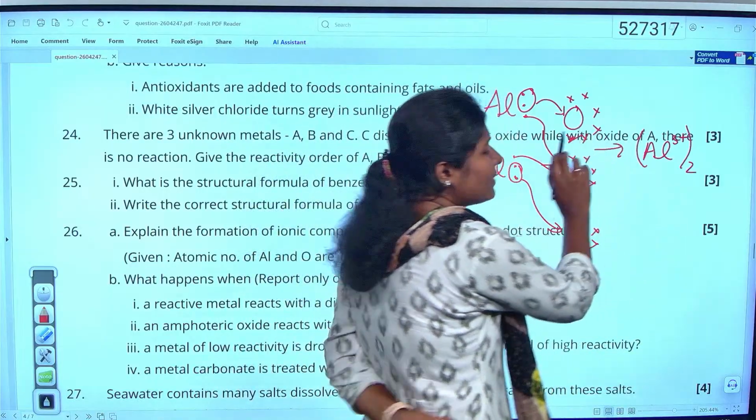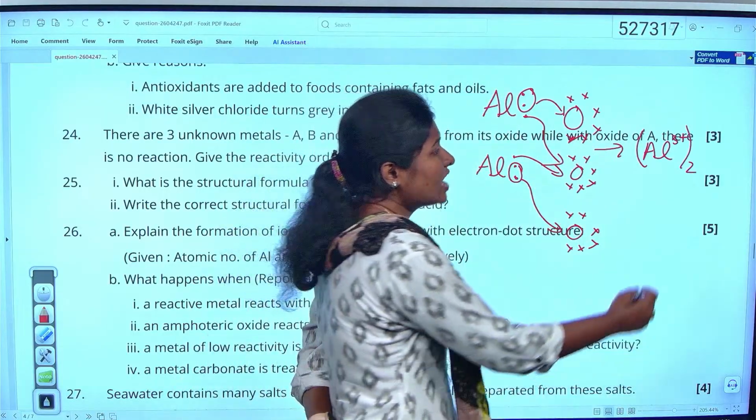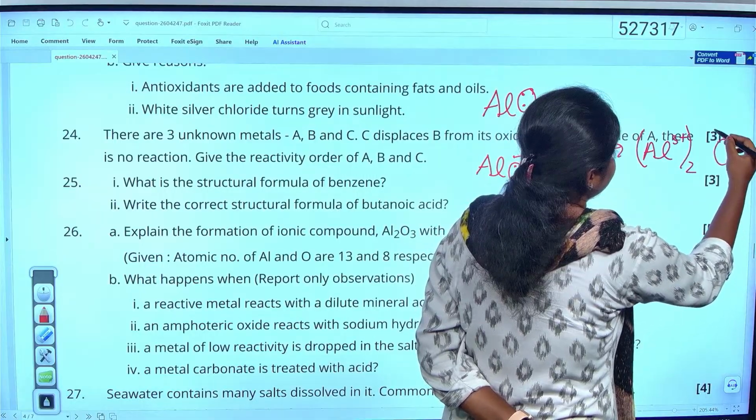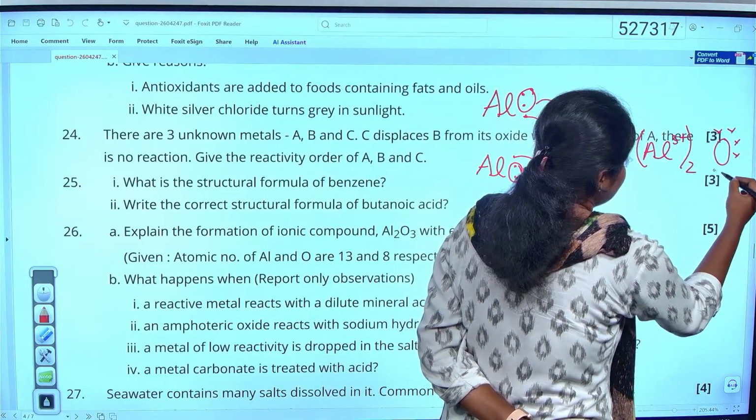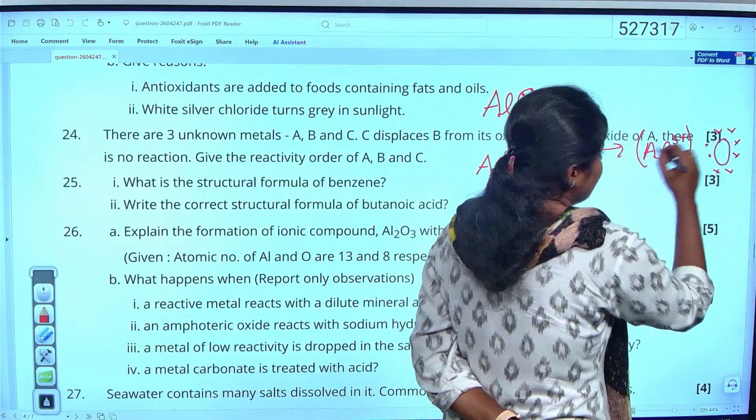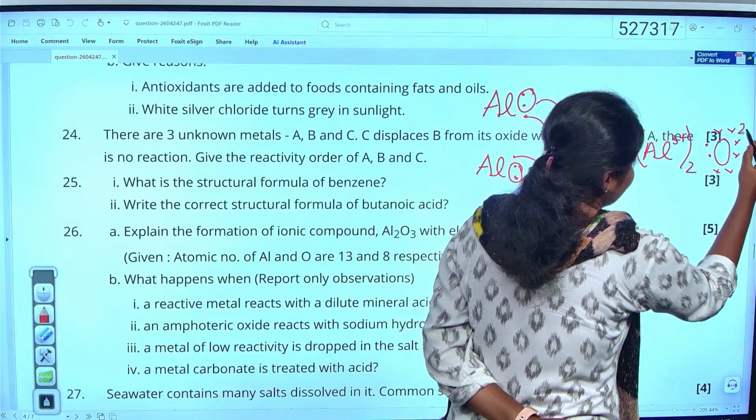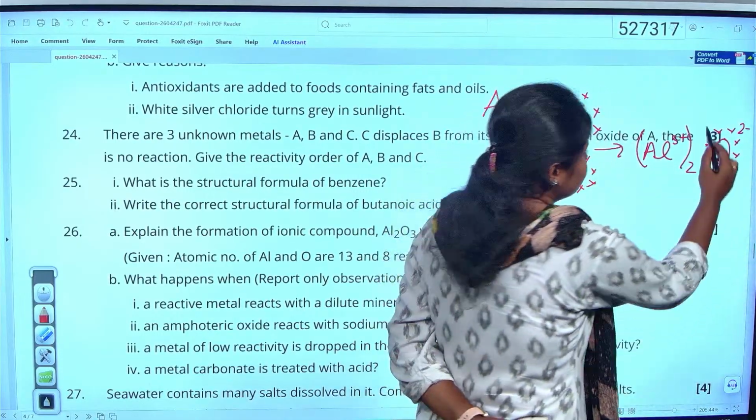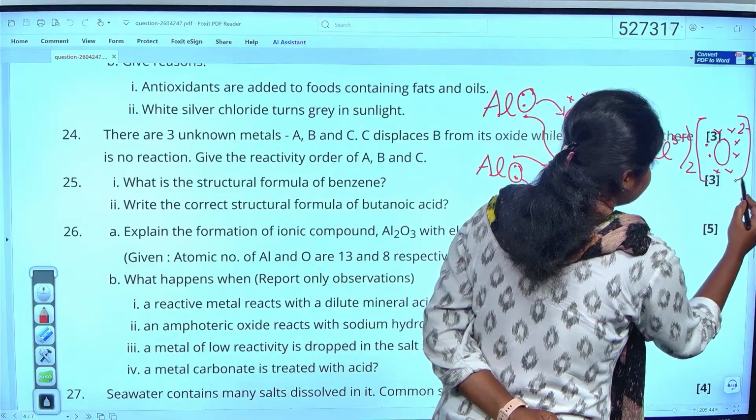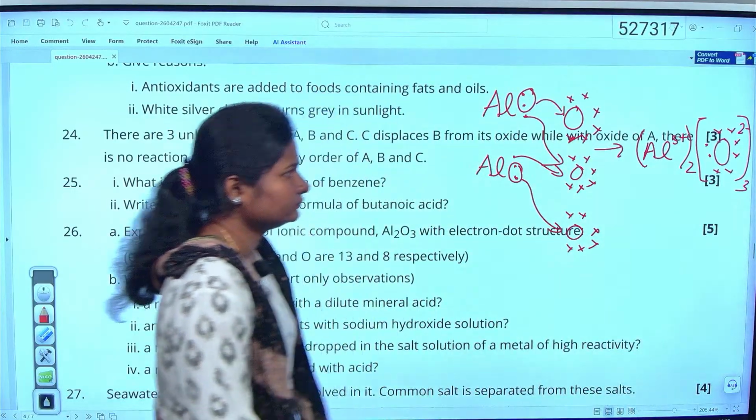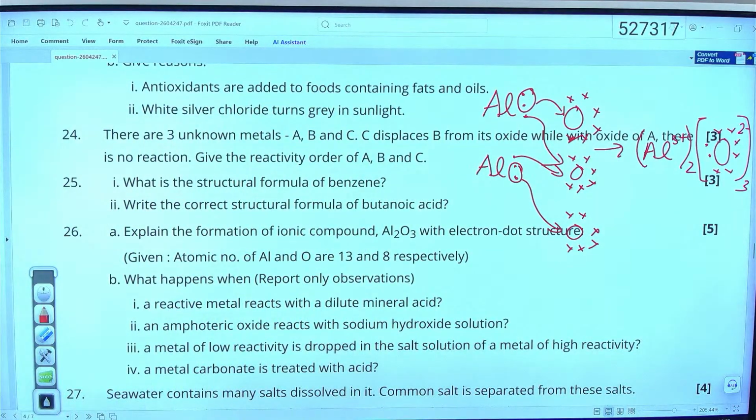Now see only one oxygen. How many electrons does one oxygen gain? 2. So it already has 6 electrons, plus 2 electrons from aluminium. So what will the charge be? 2 minus. So how many oxygen atoms? The charge of an electron was negative, so when it gains negative, it can only become negative.